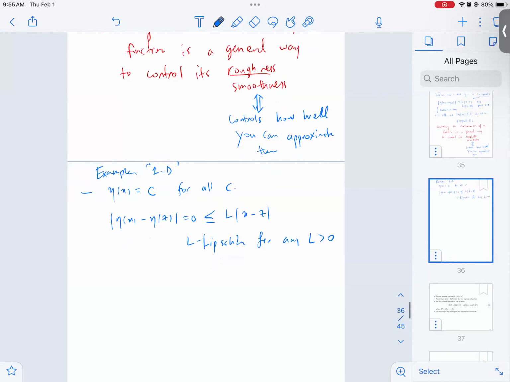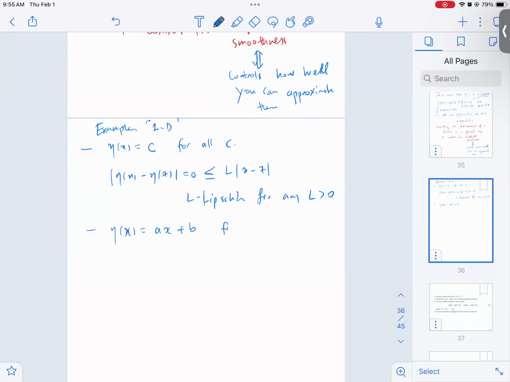But a better one is eta of x equals a x, for some a, linear. Or actually affine. So let's say a x plus b, for a and b real. Okay, x is also in R. So this is a linear function, or an affine function. If you plot it, it's like that.